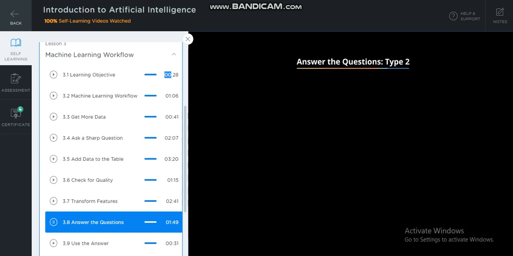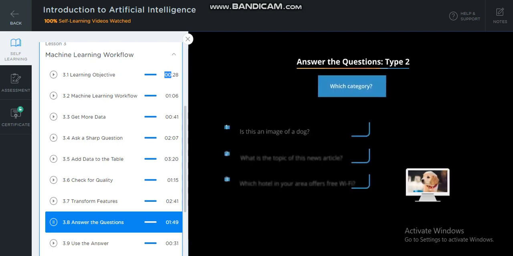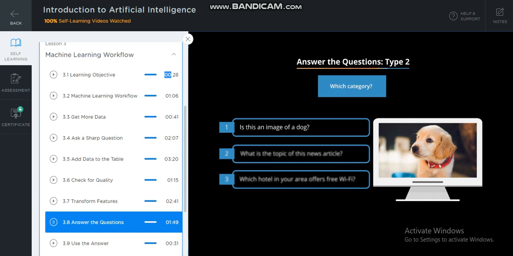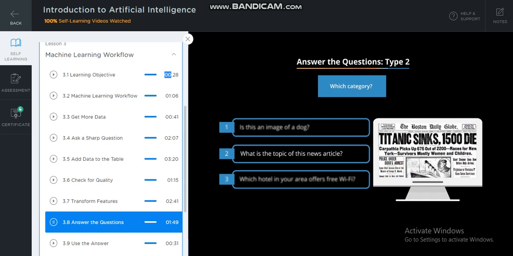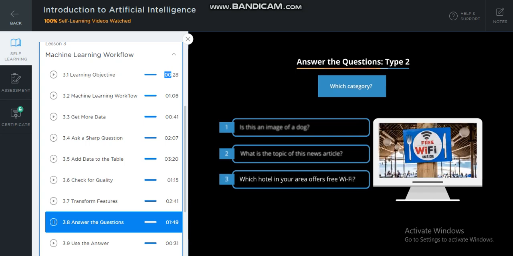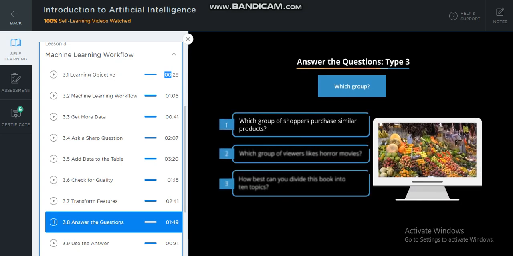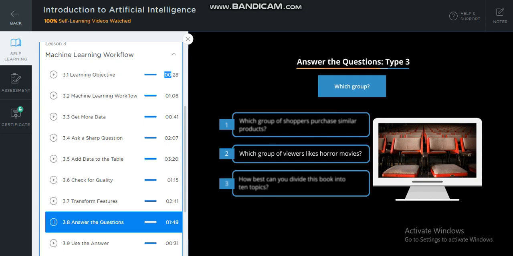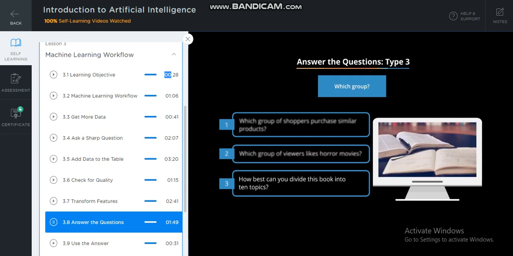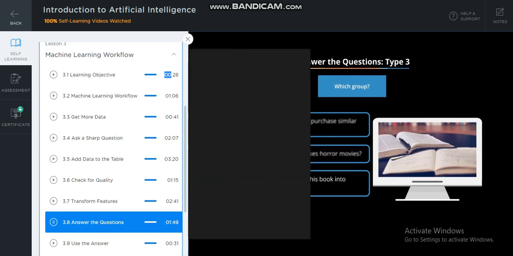In question type 2, which is which category, examples of questions are: is this image of a dog? What is the topic of this news article? Which hotel in my area offers free Wi-Fi? In question type 3, which is which group, examples of different question types are: which shopper has similar product taste? Which viewers like horror movies? How best could we divide this book in 10 topics?